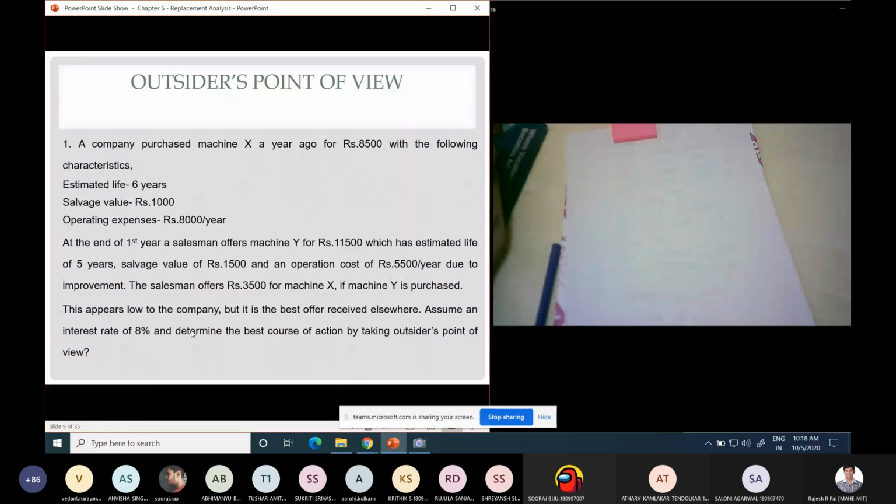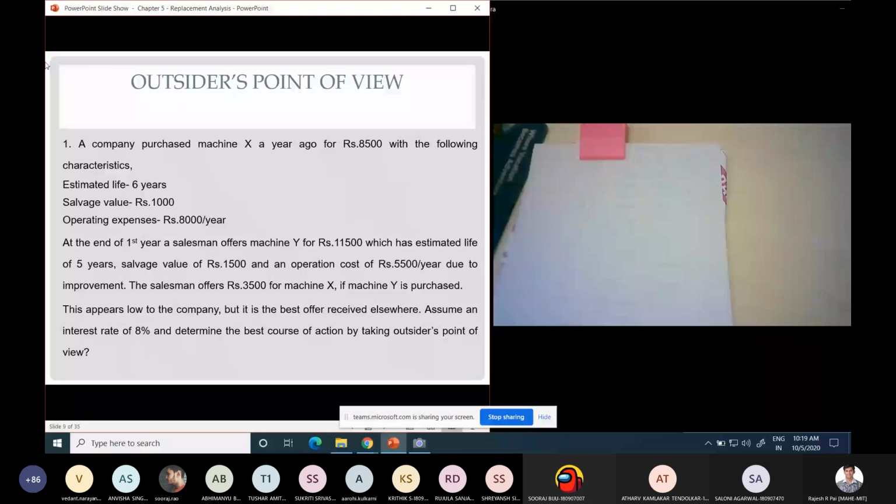So this was the numerical which we were discussing. Here you have machine X, which is an older machine or a defender machine. For that you have the initial cost, estimated life, salvage value, and operating cost. You are going to compare it with the challenger machine, machine Y. It has an initial cost of 11,500, an estimated life of 5 years, salvage value of 4,500, and annual operating cost of 5,500 per year.